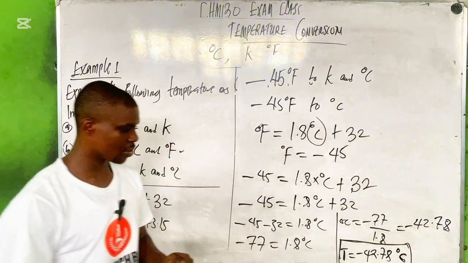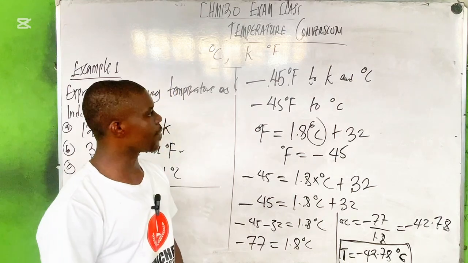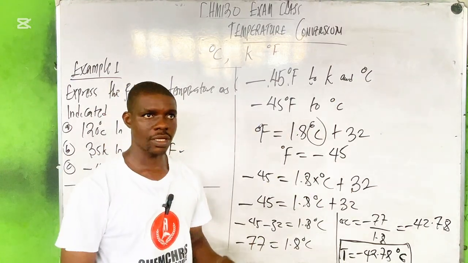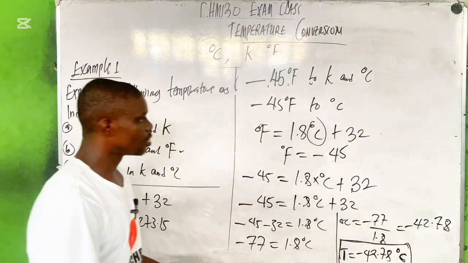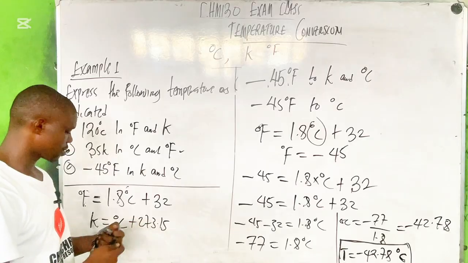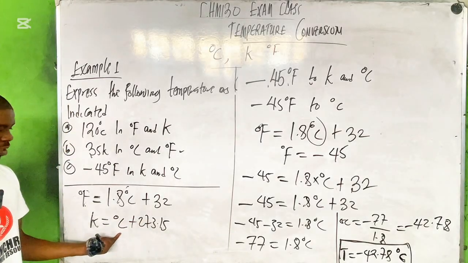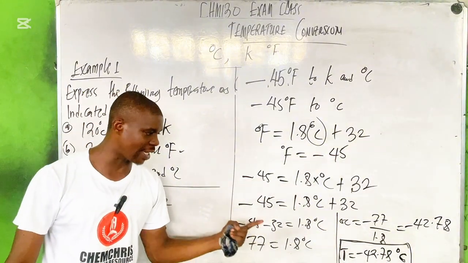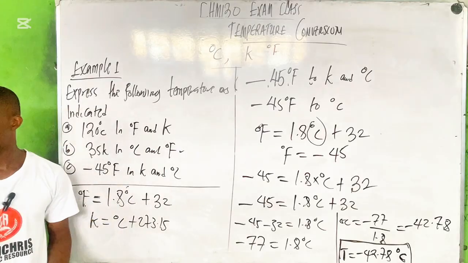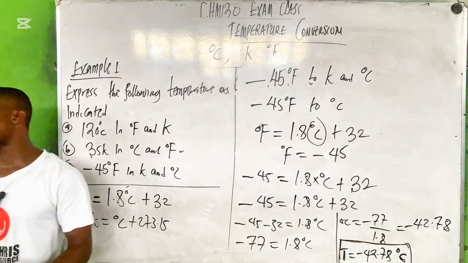Is it clear now? From here we can convert to Kelvin, right? Should we do it together or can you do it? You are using this one here, right? That will be minus 42.78 plus 273.15. You get your answer, right? So we are done.